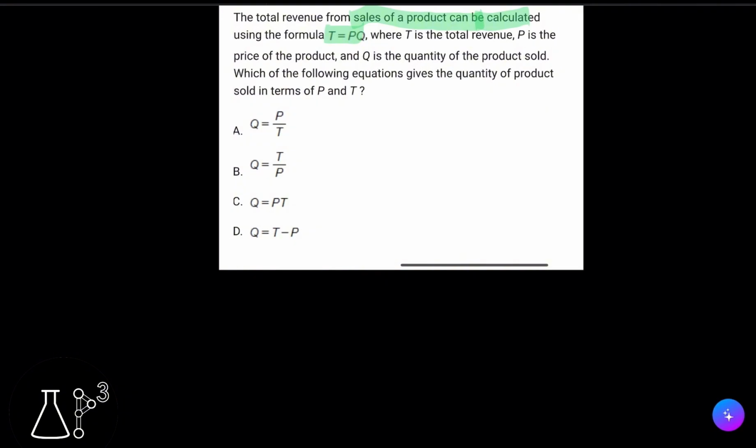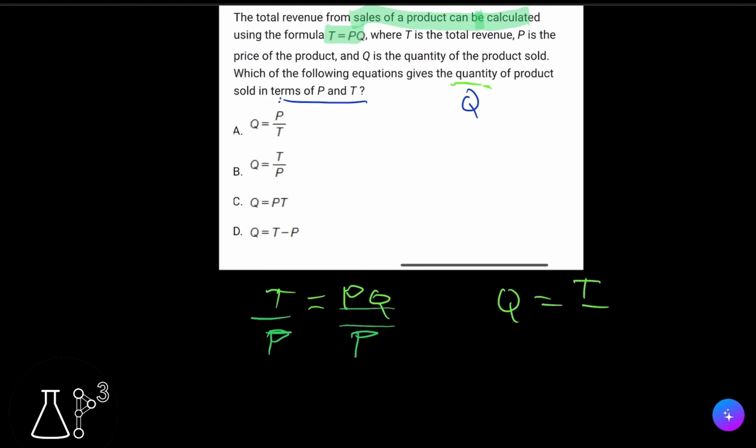So let's write that in green. T equals PQ. And we're looking for which of the following gives the quantity, or Q, of a product in terms of P and T. All we have to do in this question is understand that we want to isolate Q by itself. The way to do that is to divide by P on both sides, so P cancels out here, and I am left with Q equals T divided by P, and therefore my answer is B.